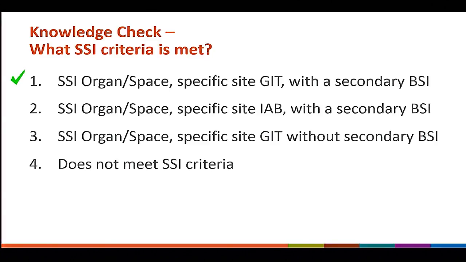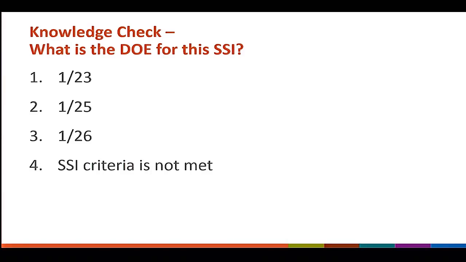This is an organ space SSI, a specific site, a GIT, with a secondary BSI. This is actually the updated GIT that we updated the definition for this year, and that's utilizing that updated criteria. So, what is the date of event for this SSI?